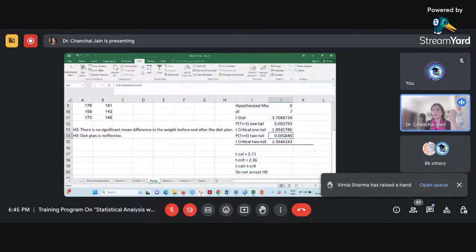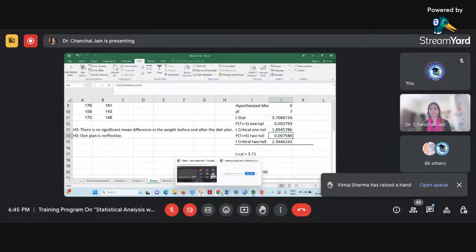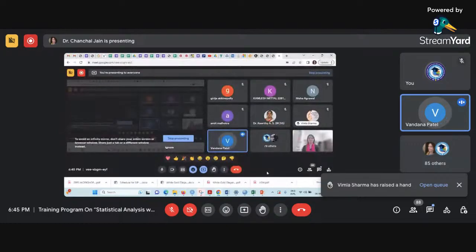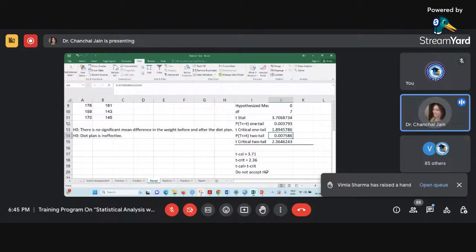This p-value is stating to us what? Can anyone tell me that? P is less than 0.05, so we can accept the alternative hypothesis. Very good. Thank you so much, ma'am.